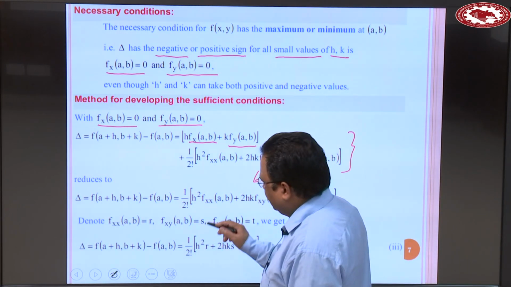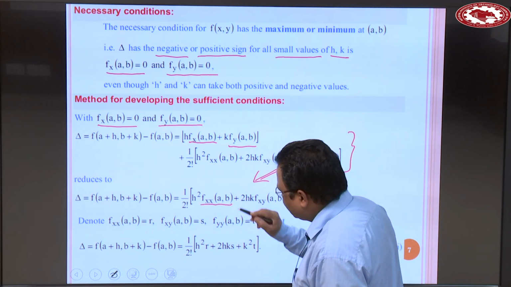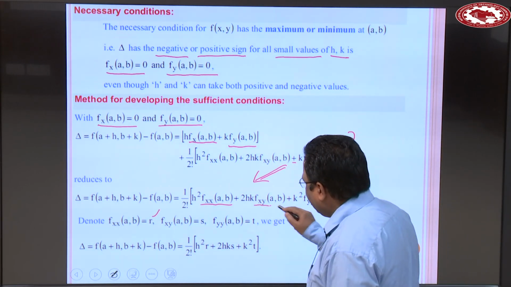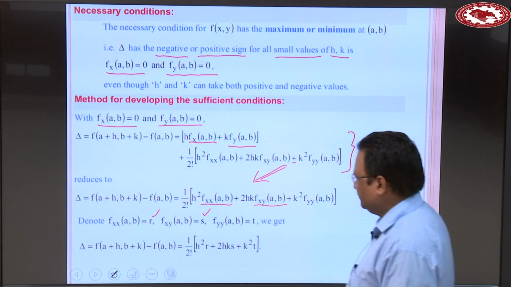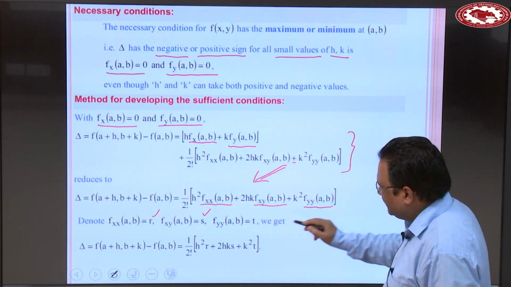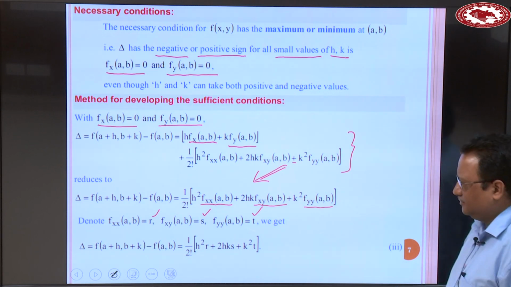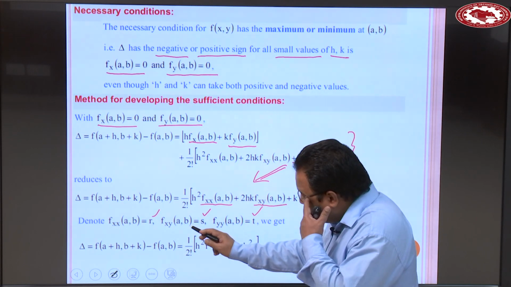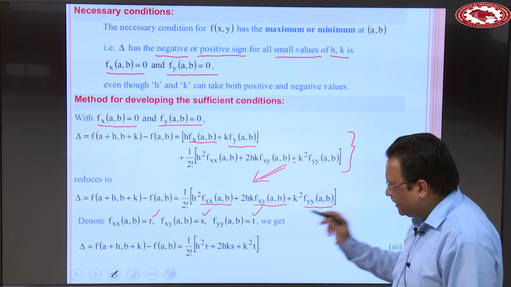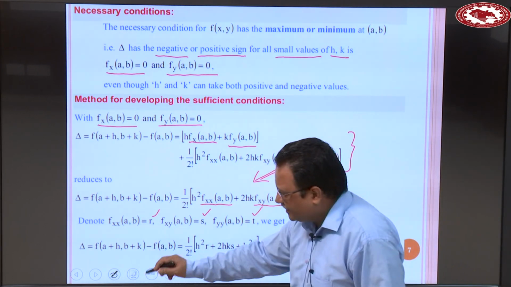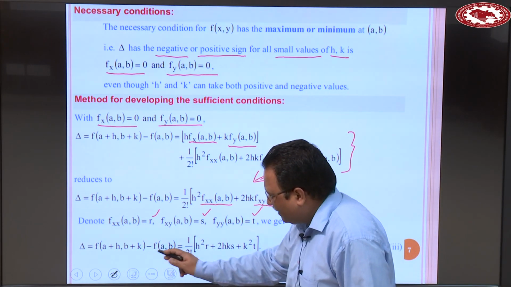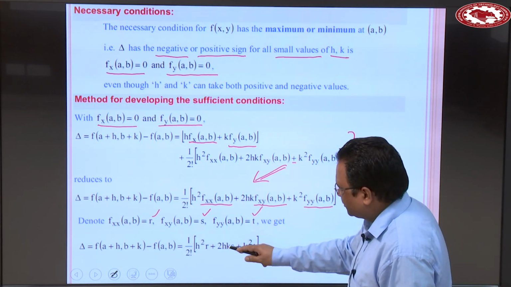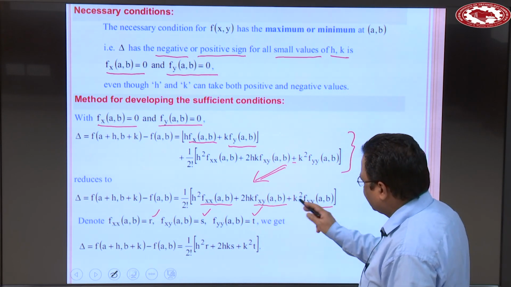Now, denote f_xx(a, b) as r. Denote f_xy(a, b) is equal to s, f_yy(a, b) is equal to t. Then we obtain del is equal to f(a+h, b+k) minus f(a, b) is equal to 1 by 2 [h square r plus 2 h k s plus k square t].